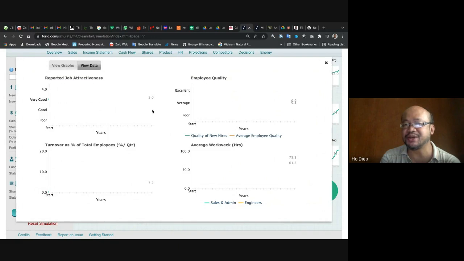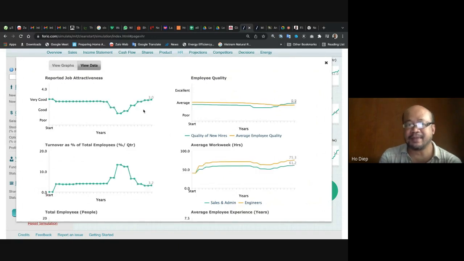Let's check the situation in terms of our human resources. Our company's attractiveness is still very high, so it's good. Hours worked by our staff, both our sales staff and our engineering staff, are increasing, so we need to hire more staff to bring this down. We're losing fewer employees, which is good.